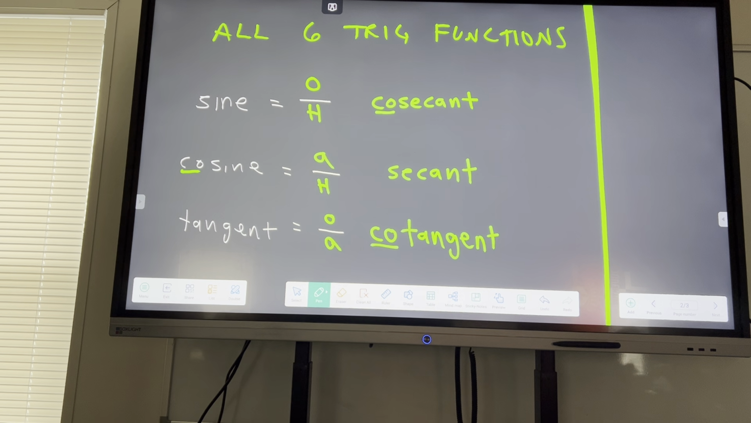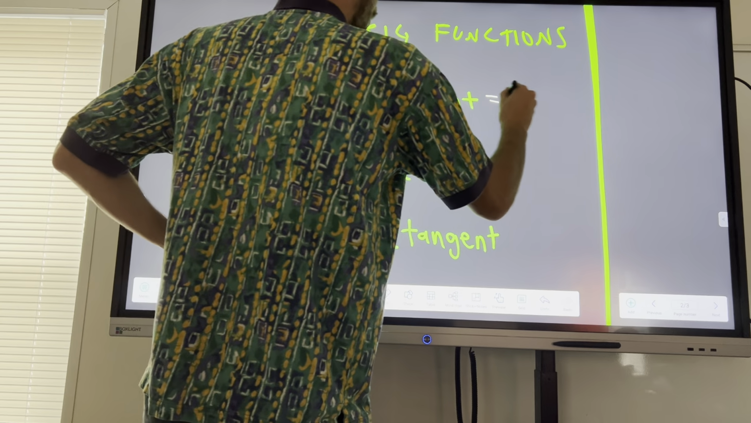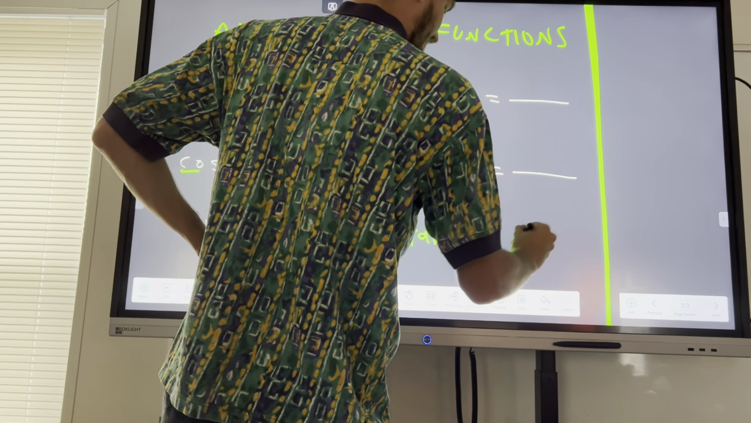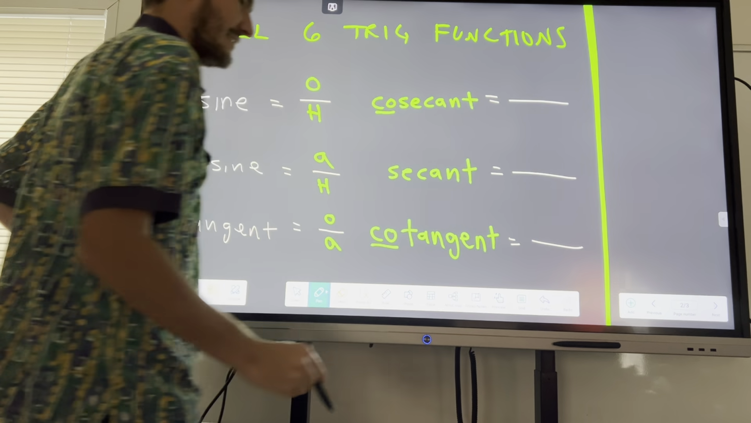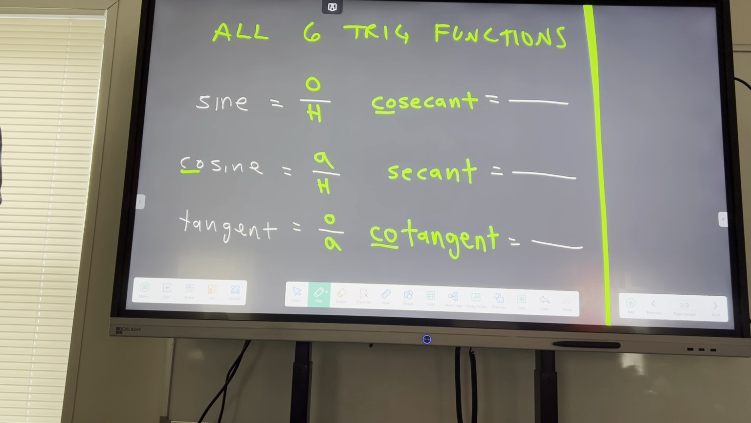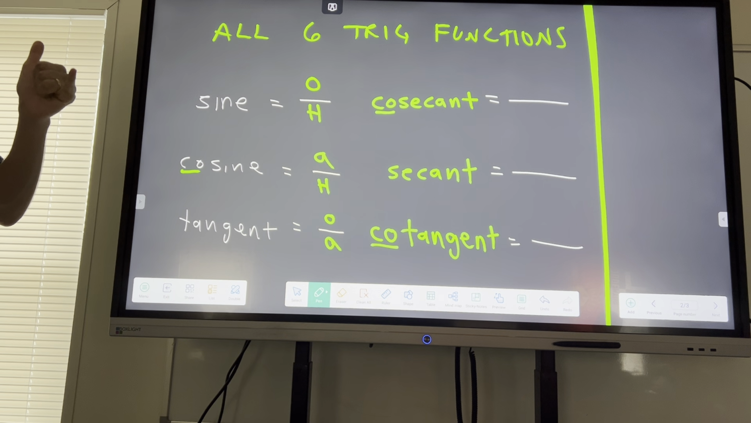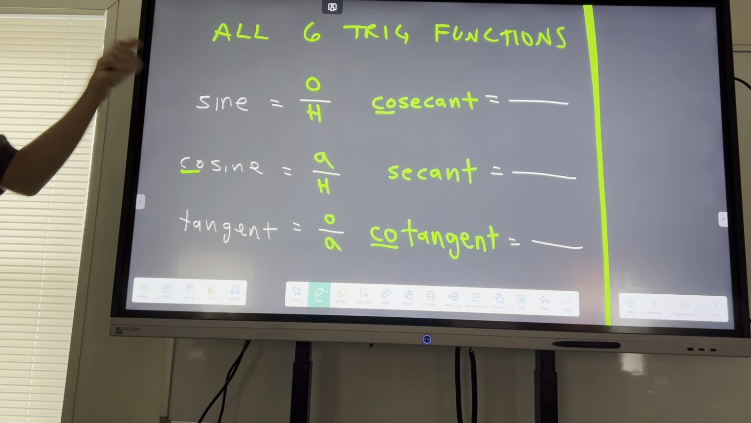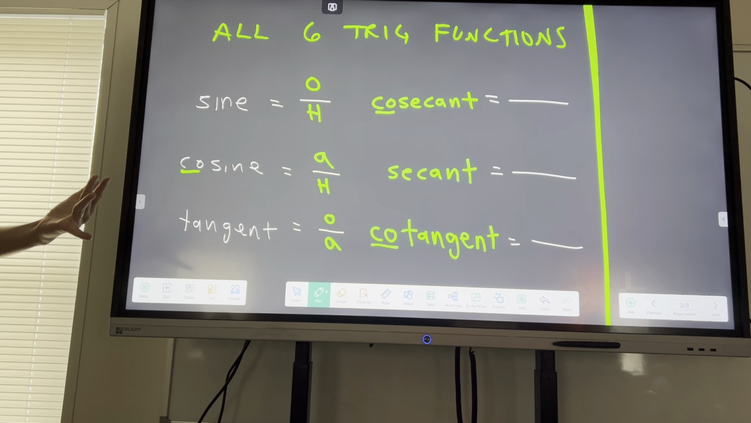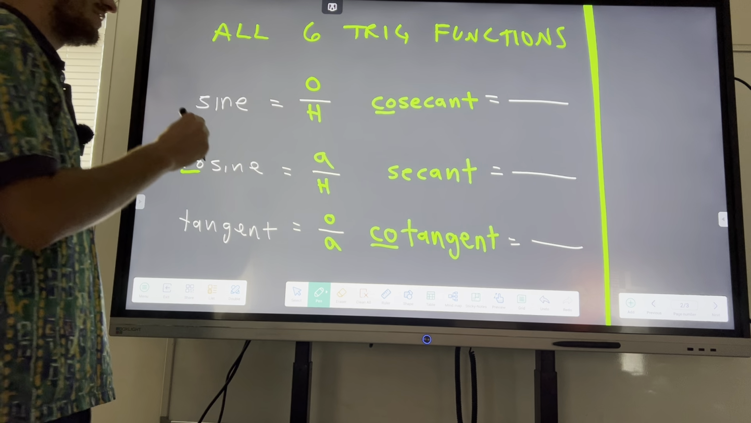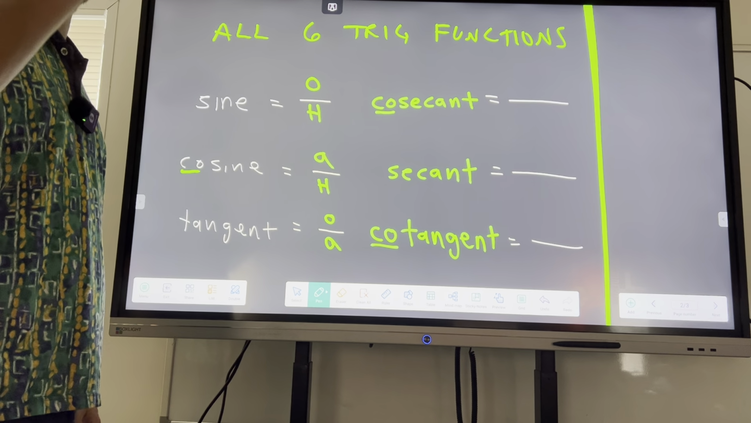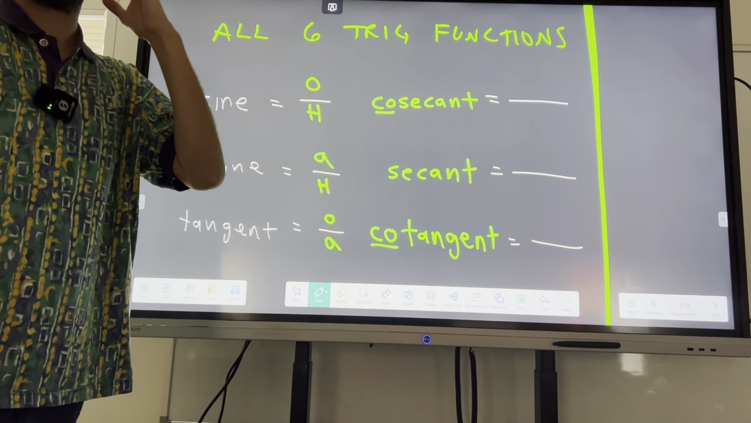All right. Now, we can do this. These all have fractions. And you gotta learn these. Okay. We've already used O with H. We've already used A with H. We've already used O with A. We got some flips going on here. Now, where they are flipped is really what you need to memorize.